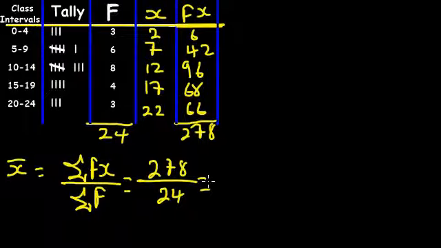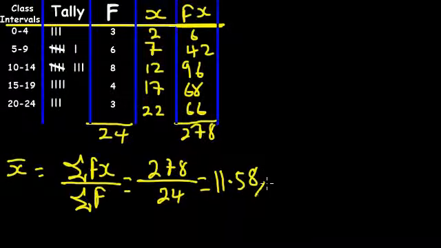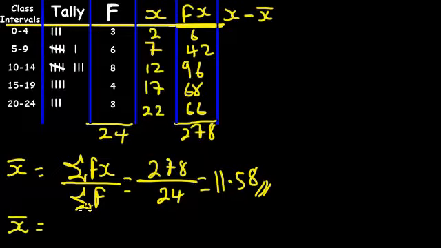That gives us 11.58 to 2 decimal places. So that is the x bar. Now we need x minus x bar. For this to give us a whole number and not continuous decimals, and for the solution to be much more brilliant, I would like to approximate x bar to the nearest whole number. In this case, it will just be 12. So now I'll be using 12 to find x minus x bar.